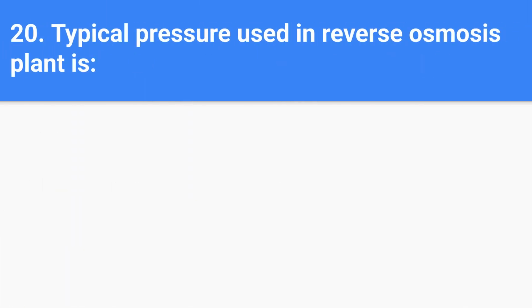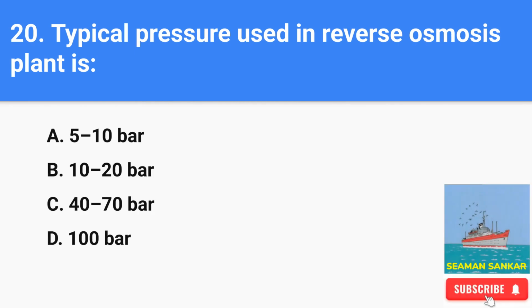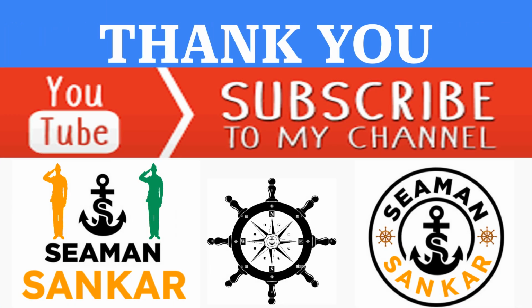Question 20. Typical pressure used in a reverse osmosis plant is A. 5 to 10 bars, B. 10 to 20 bars, C. 40 to 70 bars, D. 100 bar. The typical pressure used in a reverse osmosis plant is C. 40 to 70 bars.